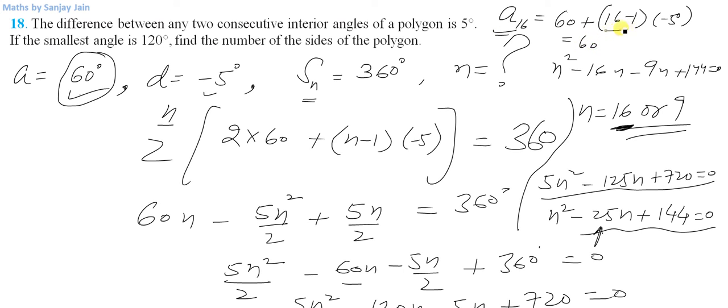60, this is 15 into 5, that is 75. So minus 75, it will come out to be a negative angle, which is not acceptable, right? Which is not possible. So the only acceptable answer will be n equal to 9. So this answer is rejected. This is the answer to this question. This was from the perspective of exterior angles.